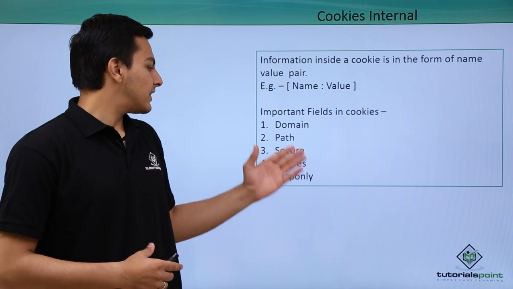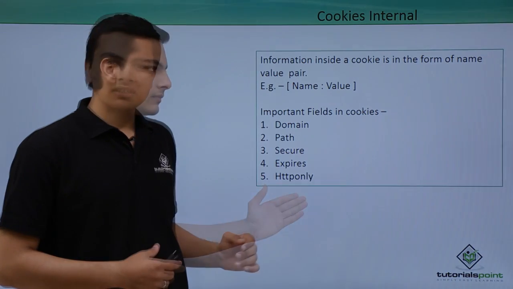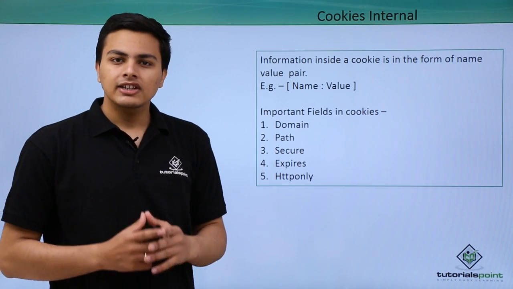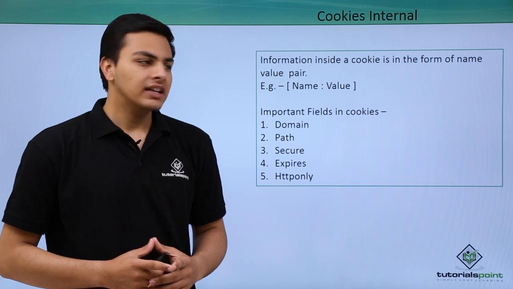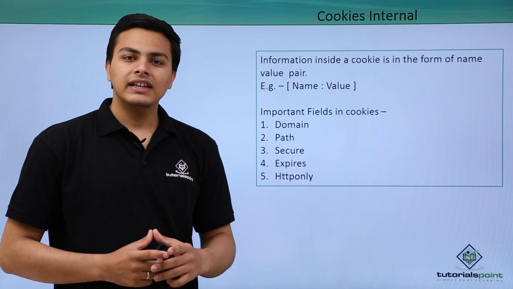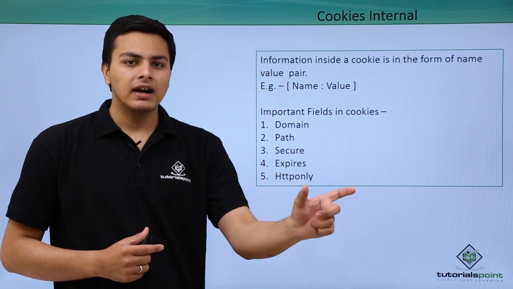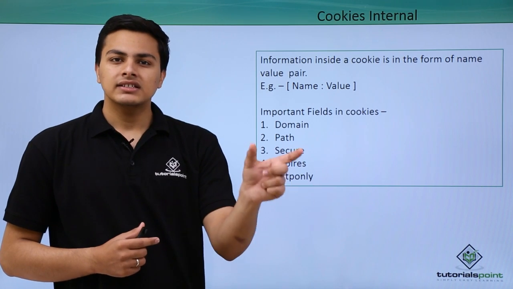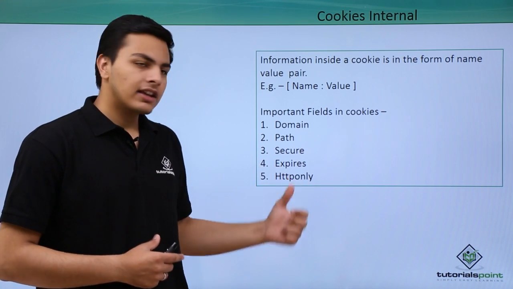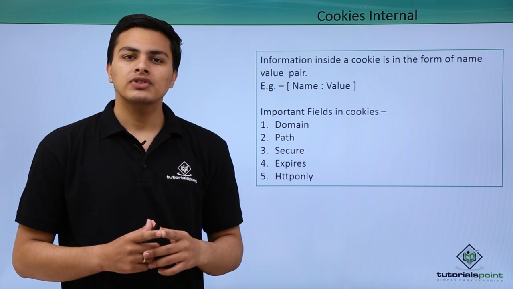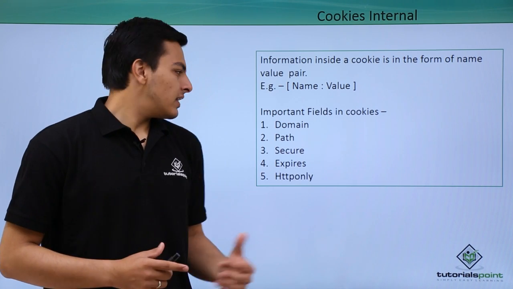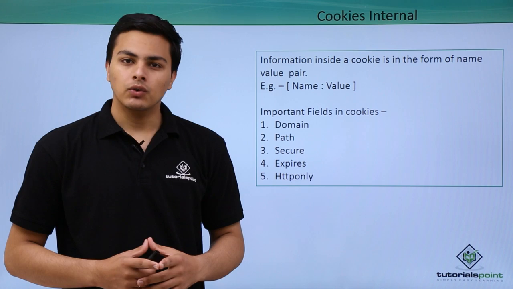Here you can see that there are 5 important fields in cookies. The first field is domain. The domain field tells us which domain this cookie belongs to. Then the path field tells us for which particular path this cookie is set. Then secure. If the cookie is being sent through a secure medium using the HTTPS protocol, then this field will be present inside our cookie.